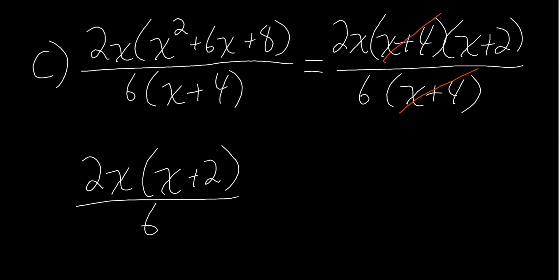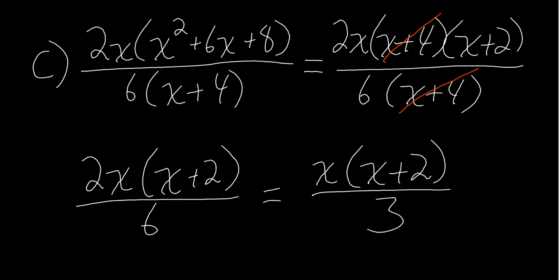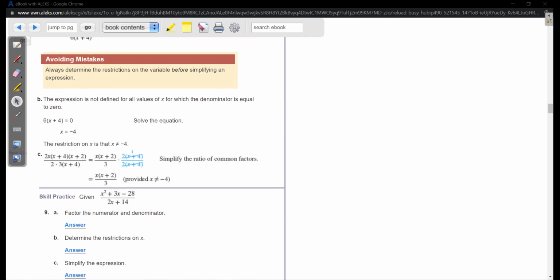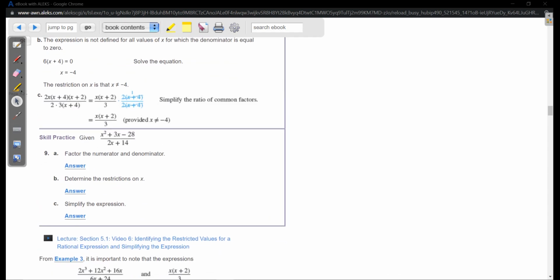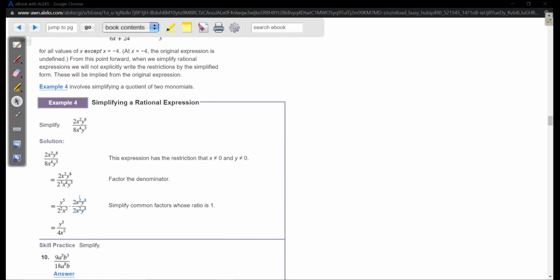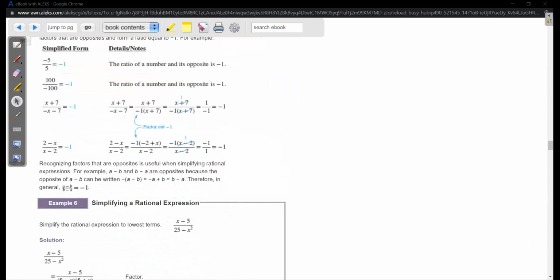Well, yeah, we can simplify that further. The 2 and the 6 can simplify into x times x plus 2 over 3, because the 2 turns to a 1 and the 6 turns to a 3. Okay. And so that is the simplified version. I'm pretty sure that's all we were asked to do. Okay. More, let's see, 5. I think there's only 6. Yeah.